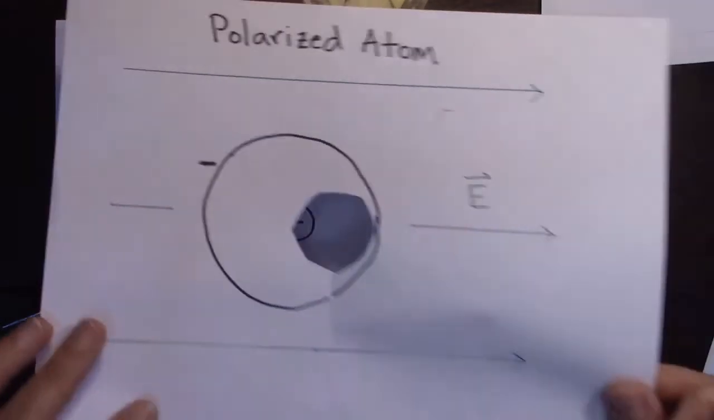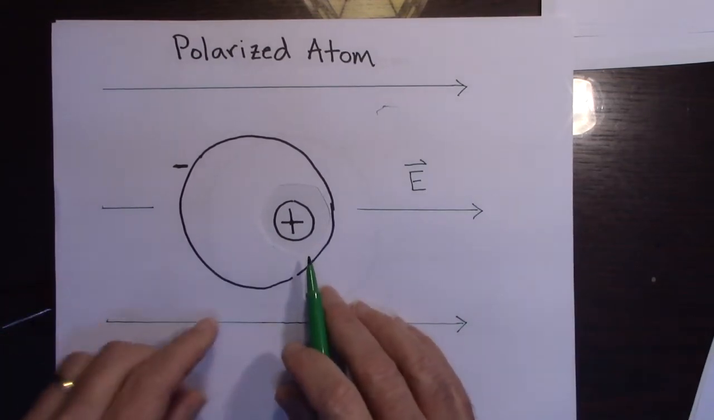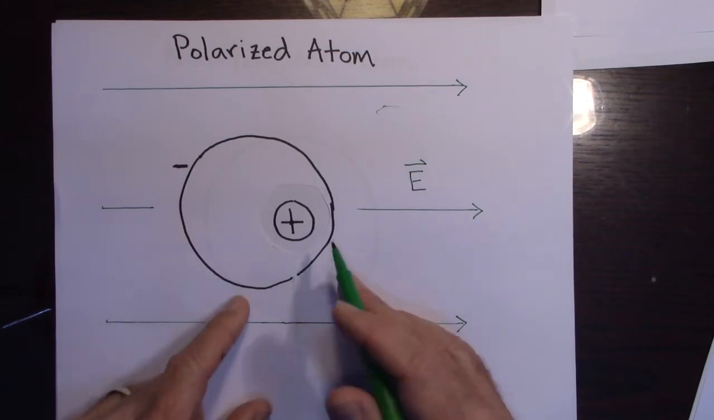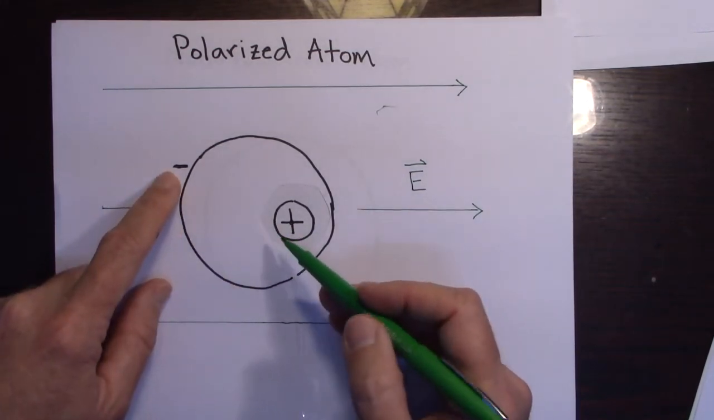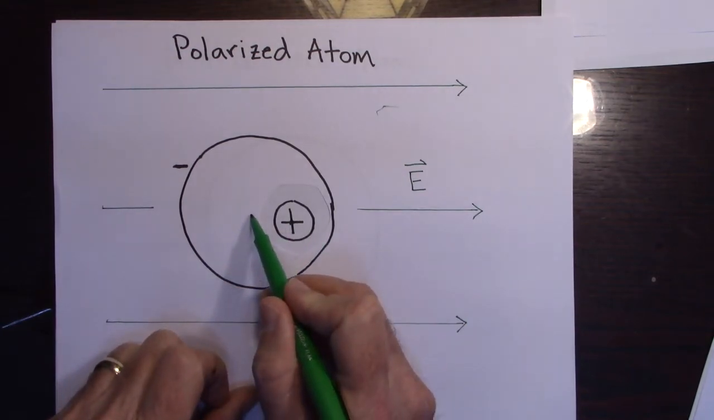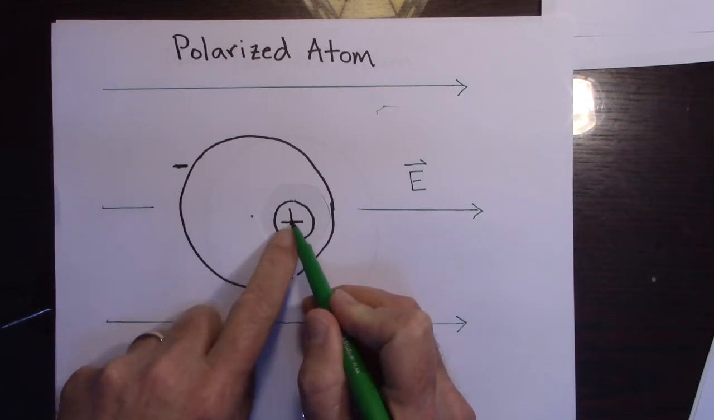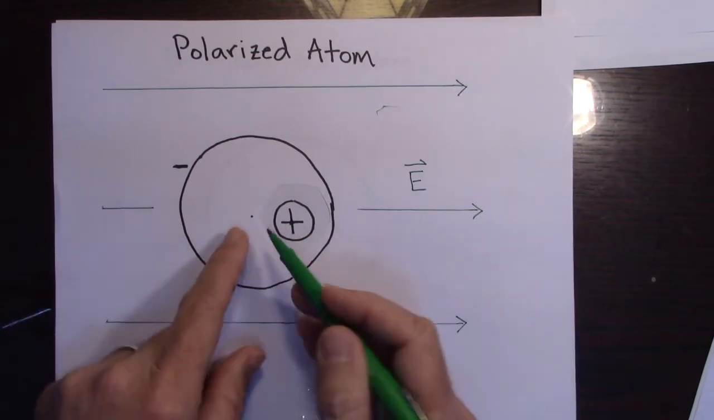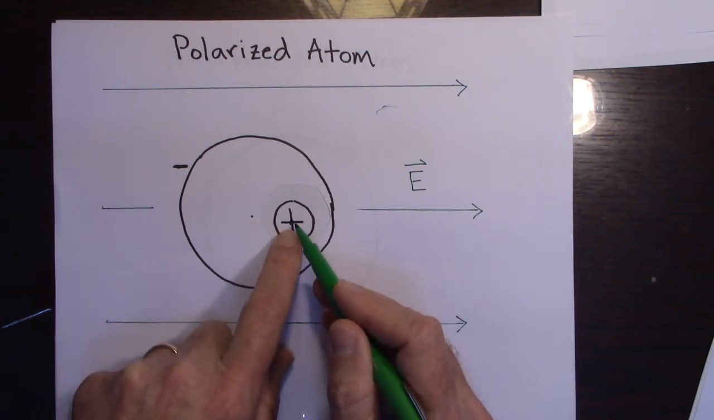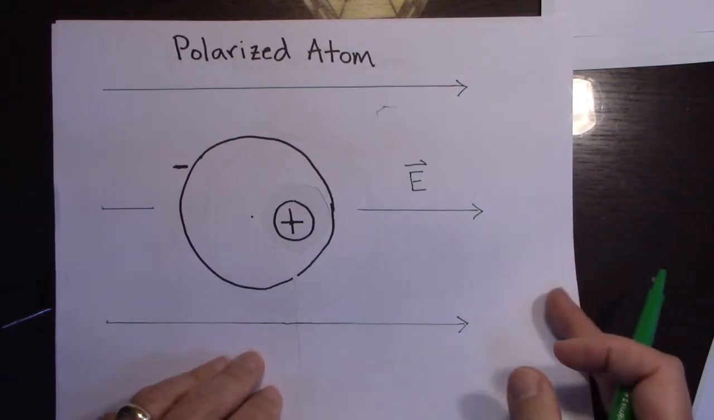When I put this in an electric field, the electron cloud shifts a little bit. And so now the center of the negative charge is no longer where the positive charge is. It's slightly shifted. It's like right here for the negative charge, and the positive charge is there. So we say this atom is polarized because the center of the negative charge and the center of the positive charge are no longer in the same location. So this is a polarized atom.